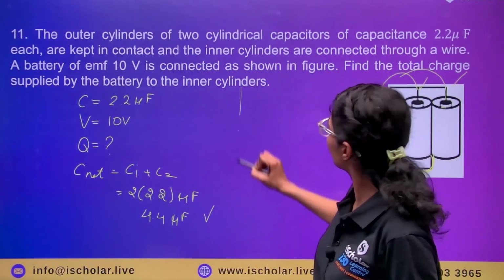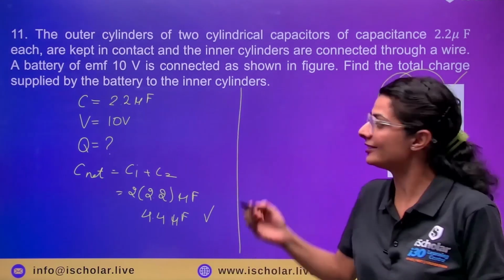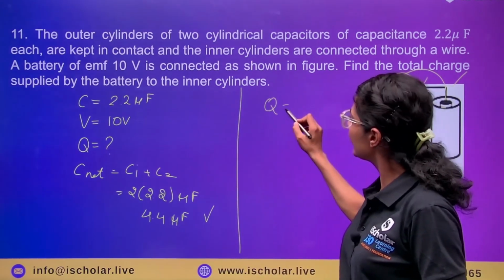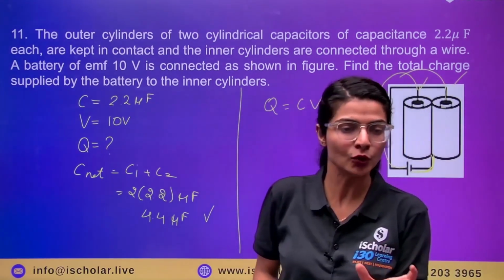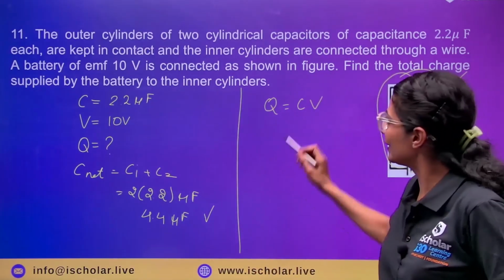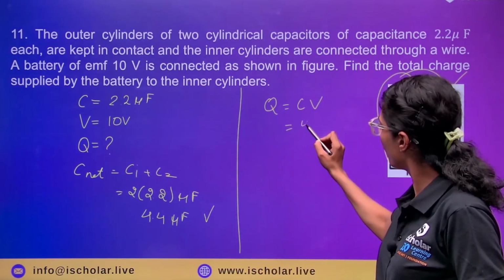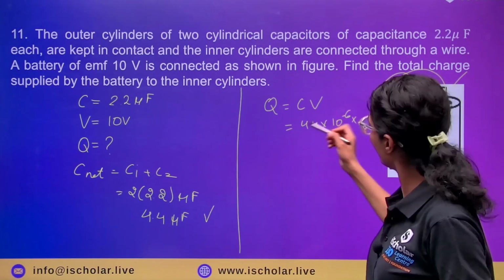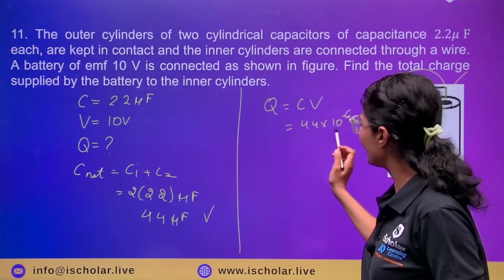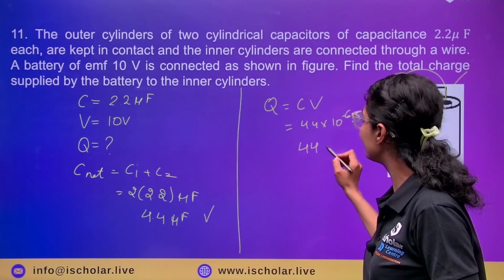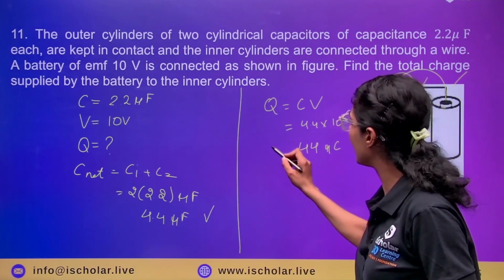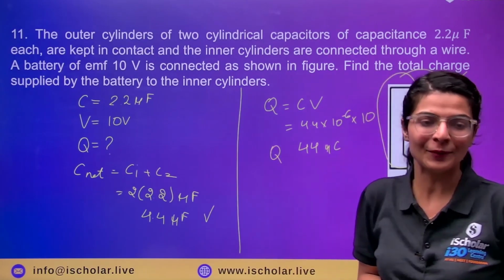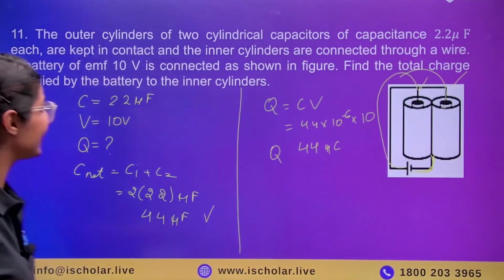Now what is asked? Find the total charge supplied. You can just use Q equals C into V. The total capacitance is 4.4 times 10 to the power minus 6, and the voltage would be 10. From here you can write it as 44 microcoulomb. I hope I am clear with this. Coming to the next question.